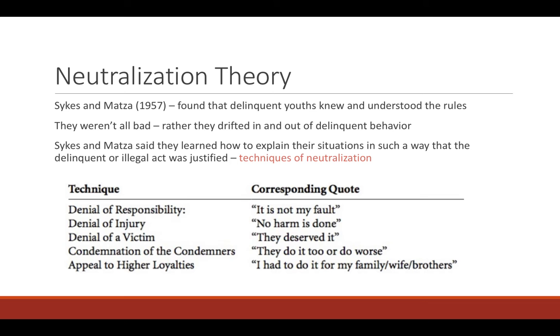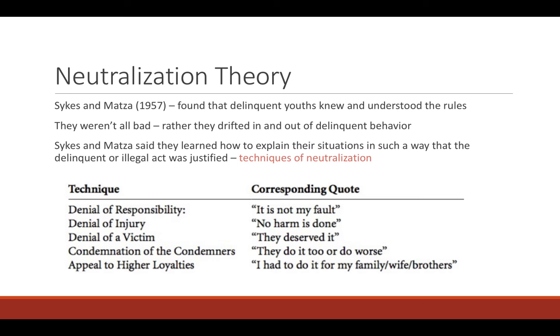So these include things like denial of responsibility, denial of injury, denial of a victim, condemnation of the condemners, and appeal to higher loyalties. So basically, when we deny responsibility, we're saying something like, it's not my fault. You know how I am when I drink, it's not my fault. Denial of injury is the idea that nobody actually got hurt. Denial of the victim is an interesting one. This is where you're basically saying that someone is somehow less human than you, or they deserve what has happened to them.